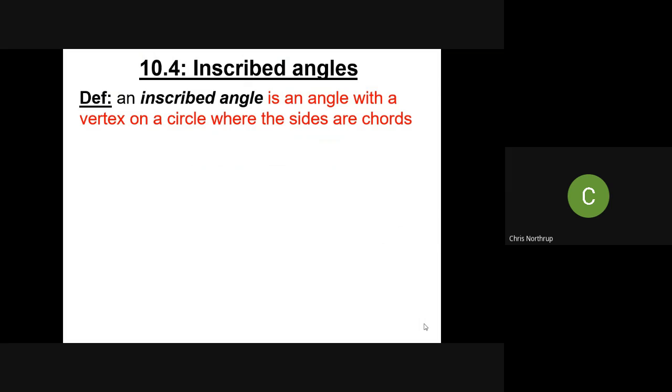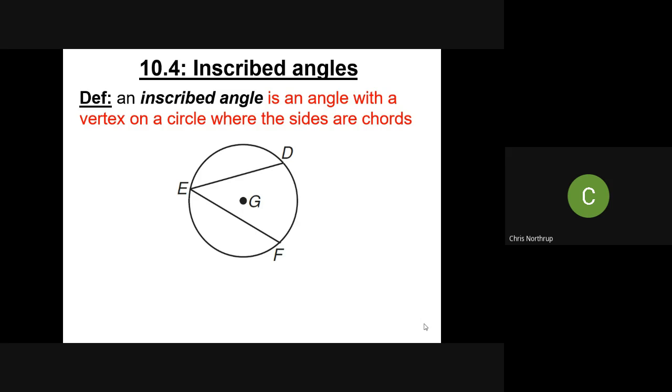In this video, we're going to take a look at a new kind of angle with circles. These are called inscribed angles. To define them, an inscribed angle is an angle that has its vertex on the circle and its sides are going to be chords of that circle. Looking at this picture here, angle DEF has its vertex E on the circle, and ED and EF are both chords. So therefore, DEF would be an inscribed angle.